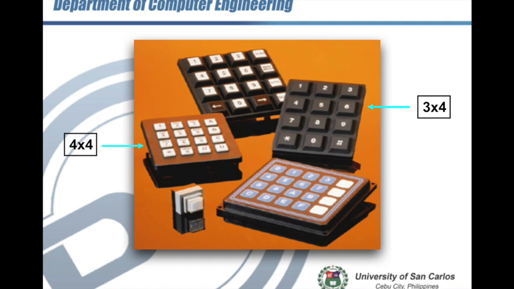Some keypads have more than 4 columns, like in this example here, and some keypads are the same 4 by 4, but the functions or the buttons are different. But in any way, the 4 by 4 keypads are basically constructed the same. They just differ in the printed keys here, which represents the function of the key.